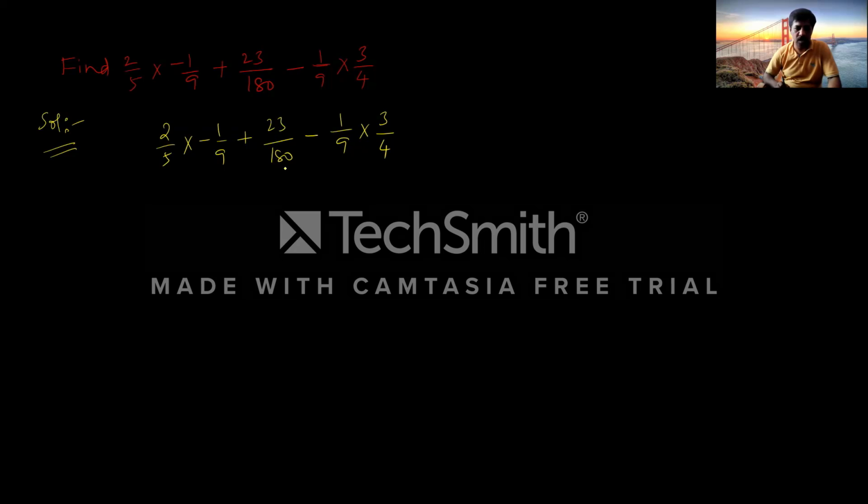Now, if we observe in the first term and last term, we have 1 by 9 is there. And in the middle, 23 by 180 is there. We have to shift 23 by 180 to the last. So, by using commutative property in addition, we can write 23 by 180 last. So, 2 by 5 into minus 1 by 9 minus 1 by 9 into 3 by 4 plus 23 by 180. Here we used commutative property in addition.